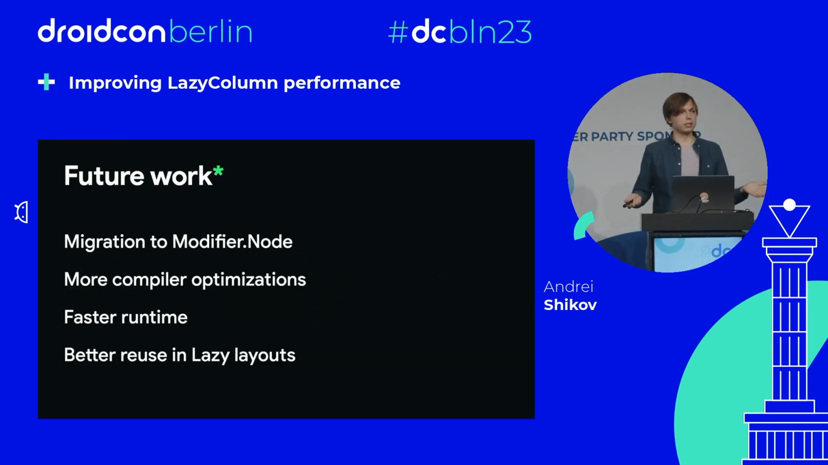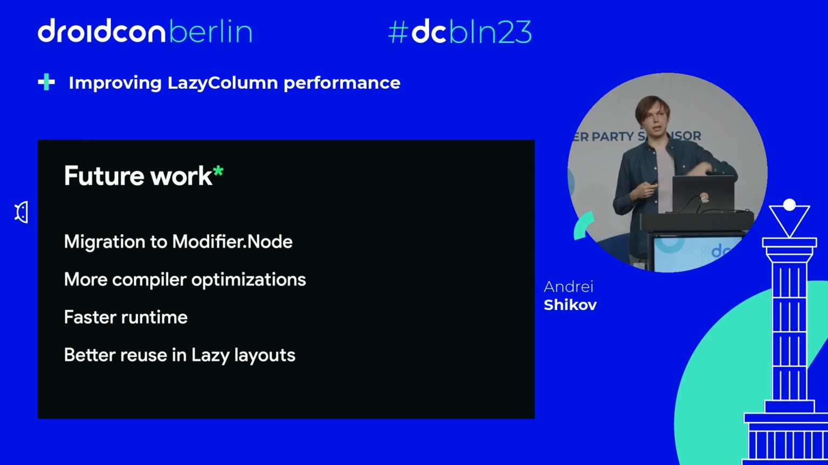So where are we going next with all of that? Obviously, it's all pretty good, but it's far from an ideal situation. We still have a lot of work to do on our side. We still continue with the migration to modifier node. Right now we've migrated 60% of our modifiers, but we obviously could do better on that. We're also working on the compiler optimizations.